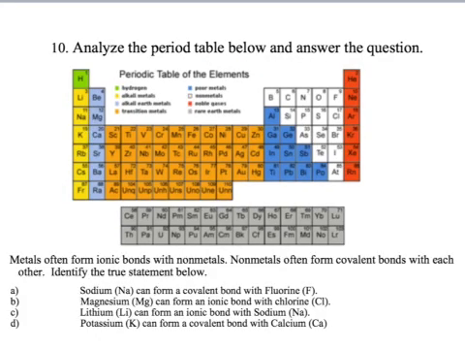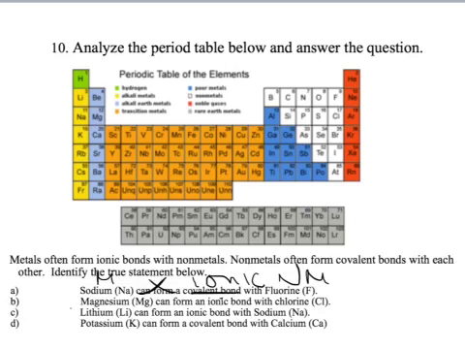Analyze the periodic table and answer the questions. Metals can form ionic bonds with nonmetals. Nonmetals can form covalent bonds with each other. Identify the true statement below. So what this question is asking you is, how well do you know your ionic, your metals, and your nonmetals? Sodium is a metal. Fluorine is a nonmetal. What kind of bond would that form? Not a covalent, but an ionic. So that one's wrong. Magnesium can form an ionic metal bond with chlorine.